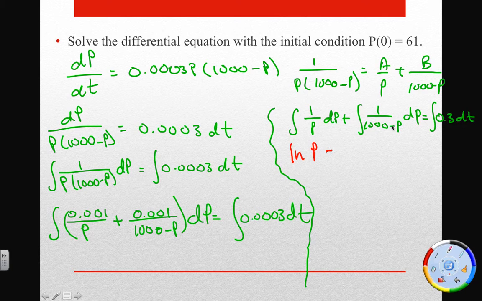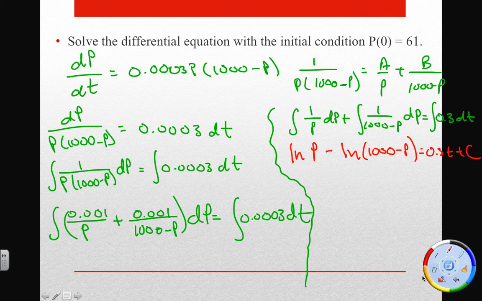Minus, now because you use a u substitution right here, the derivative of 1000 minus p is actually a negative 1, which makes this a minus ln of 1000 minus p equals 0.3t. Well, that one's easy. I like that. Plus c. Ooh, my c missed. Let's write this a little bit smaller. 0.3t plus c.